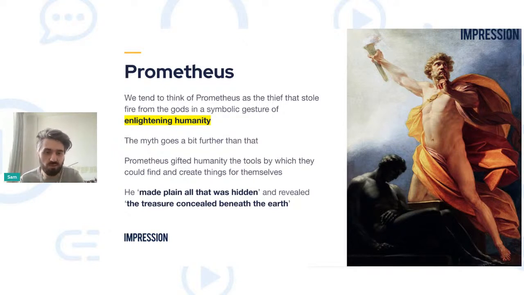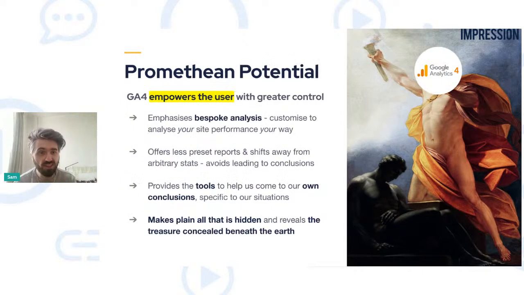In Aeschylus's Prometheus Unbound, which is the big book where you may learn about Prometheus, it said that he made plain all that was hidden and revealed the treasure concealed beneath the earth. And so we might say that GA4 has Promethean potential in the sense that the big change from UA to GA4 is that it empowers users with greater control over what they're doing. So it emphasizes bespoke analysis.